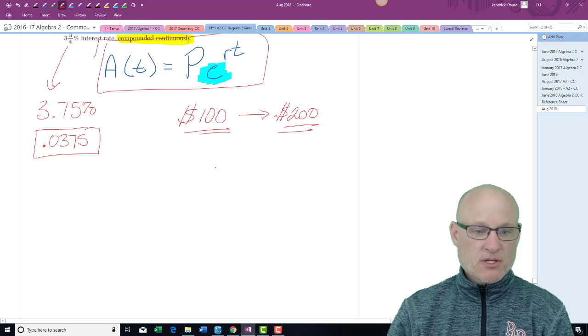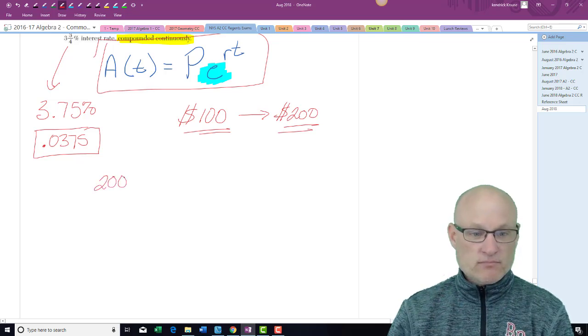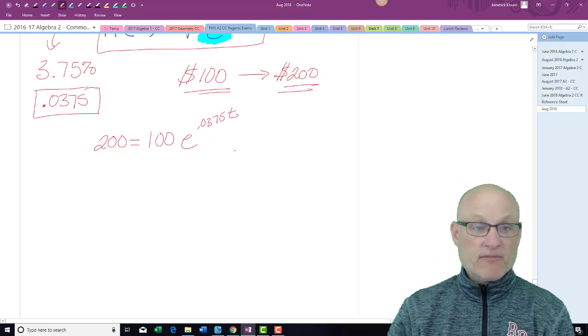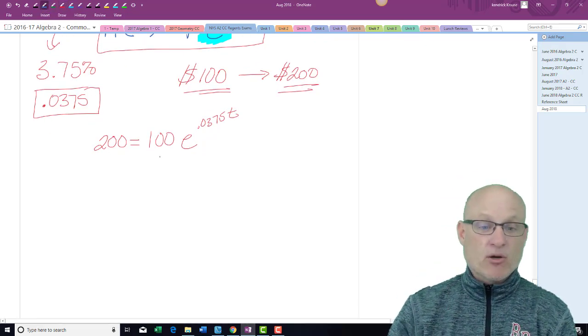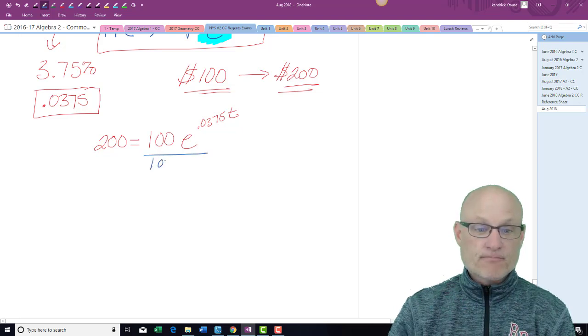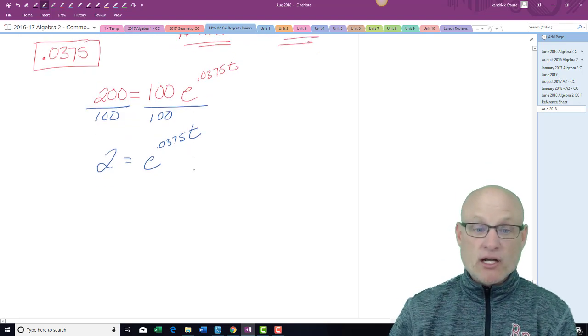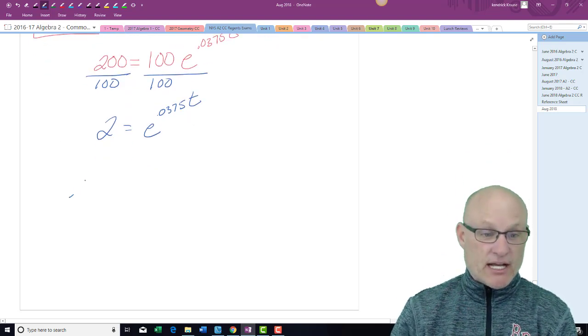Now it's a joke. So our final amount is 200. Our starting amount is 100 times e to the 0.0375t, and now the math becomes really quite simple. I'm going to get the weird thing alone by dividing by 100. And I get 2 equals e to the 0.0375t. You need to log this, but because it's e, you have to natural log.